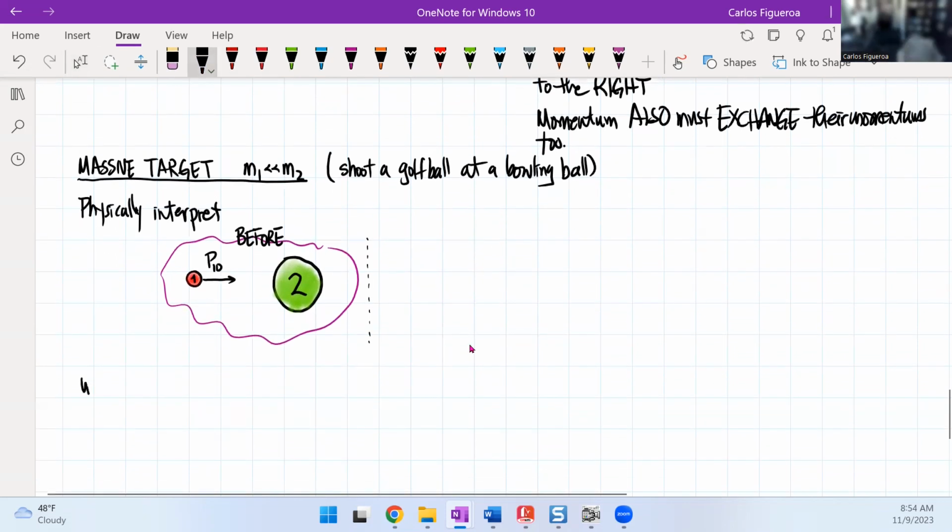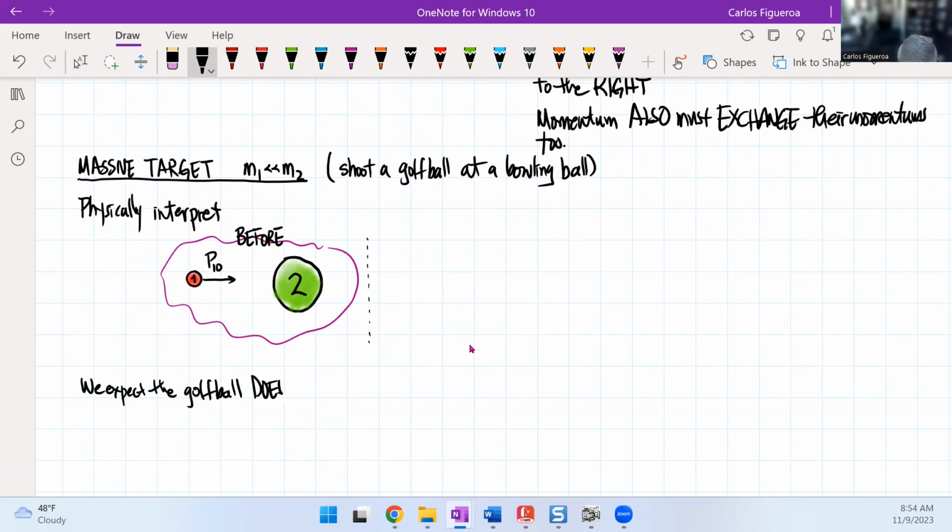So what we expect here is that the golf ball does not change speed much. In other words, I would say that the initial speed of the ball is going to be approximately its final speed. It's going to be slower, but I would expect that it's going to be roughly the same value and magnitude. It's sort of like if you take a golf ball and you throw it at a hard, smooth wall. It comes back pretty fast.